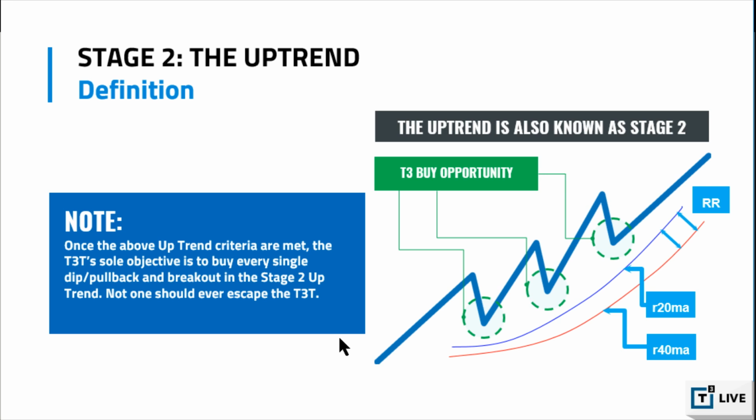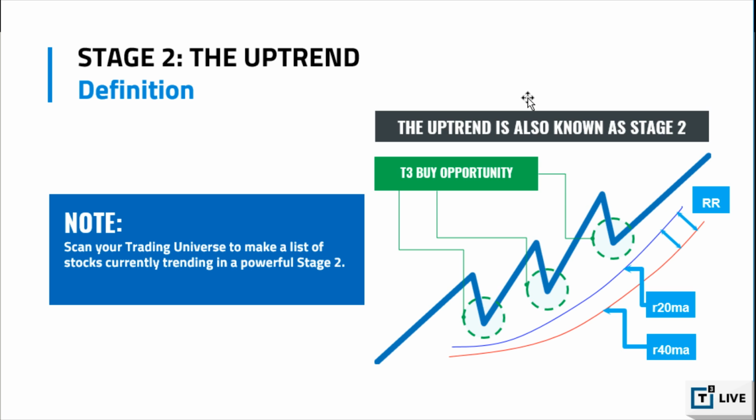Here's the important part: once the above uptrend criteria is met, the T3 trader's sole objective is to buy every single dip or pullback and breakout in the stage 2 uptrend. Not one should ever escape the T3T. Okay? So your job becomes to buy every pullback to the rising 20 MA. Or if it sets up as a breakout, that's fine too. You can scan your trading universe to make a list of stocks currently trending in powerful stage 2. Stage 2 means an uptrend. Okay? Stage 2 means an uptrend.